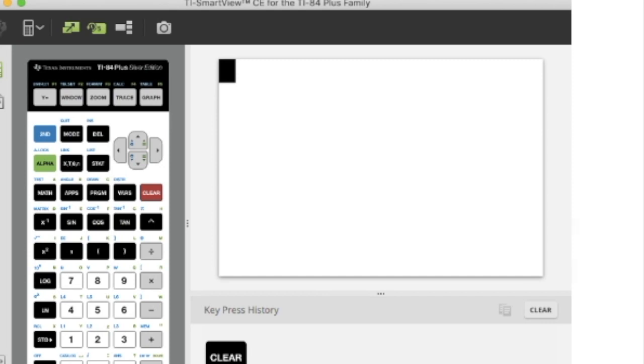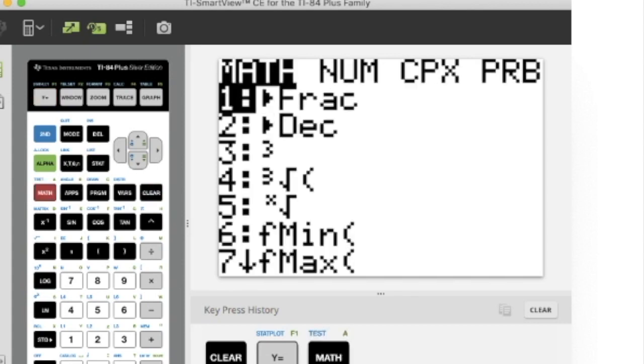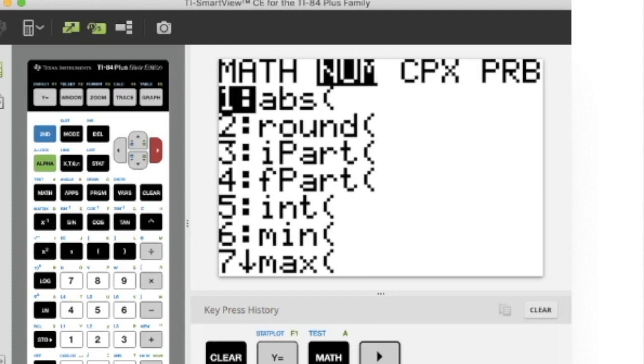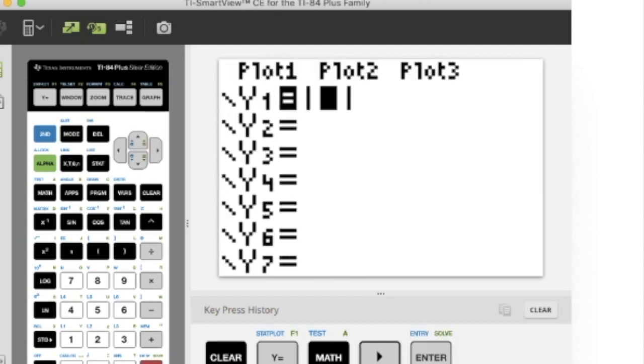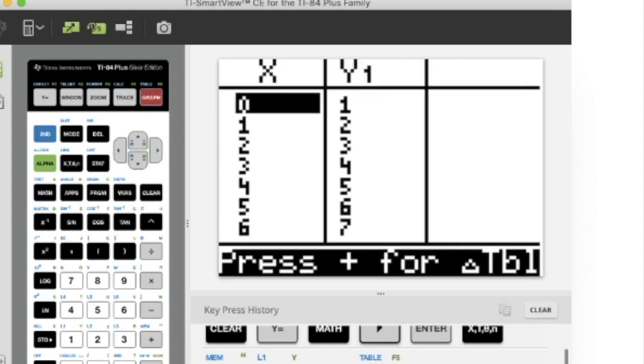Okay, so all I'm going to do is put in y equals the absolute value of x plus 1 on my calculator. So I'm going to go to y equals. I'm going to click math. I'm going to go over to number using the right arrow. ABS stands for absolute, so absolute value. You're going to click enter. I'm just going to type this in. X plus 1. Second graph is going to get me my table of values. So let's just put this in.